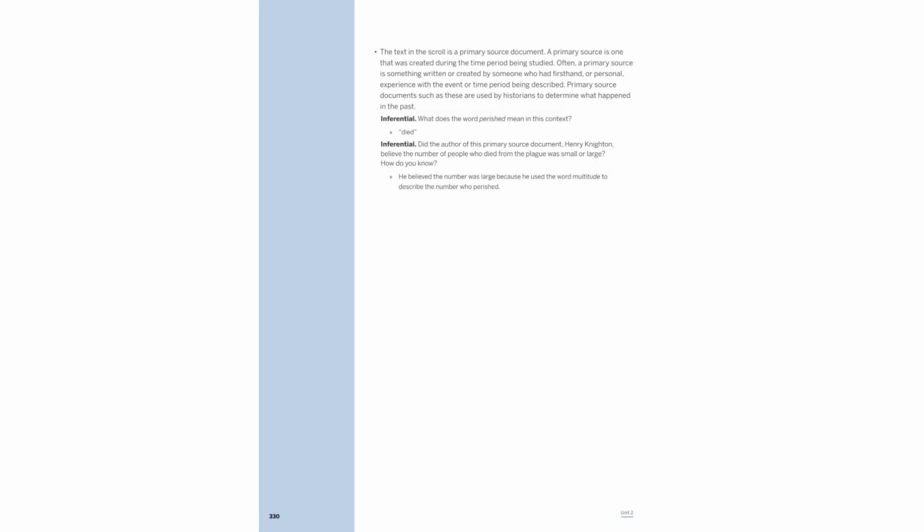Primary sources, like the account by Henry Knighton, offer first-hand insights into historical events. Knighton described the plague's impact as a multitude perished, indicating a large number of deaths. Such documents help historians understand the scale and human experience of past events, providing invaluable context to the devastation caused by the plague.